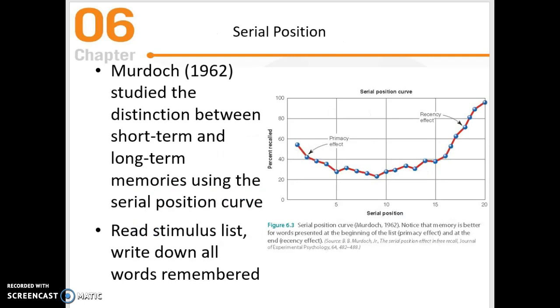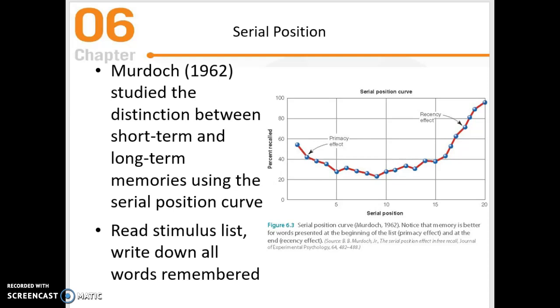The serial position experiments that I'm about to go through with you have demonstrated a few things. So Murdoch, 1962, first started this task where you read a list of words, and then you have to remember as many as you can and write down those words. And there were 20 words given. What he found was there was both a primacy effect and a recency effect.